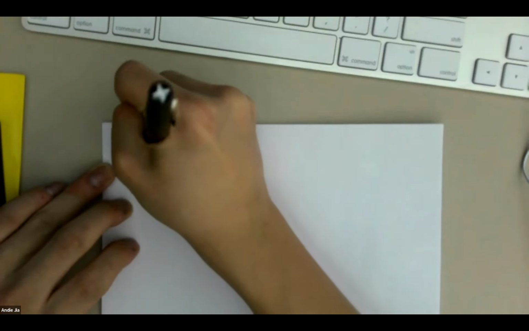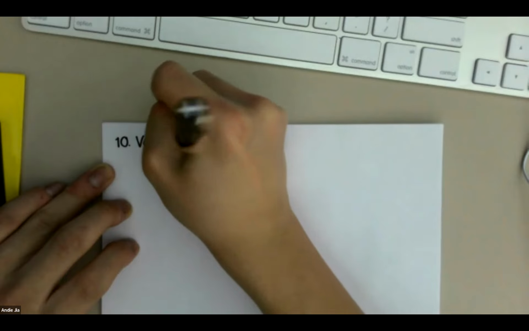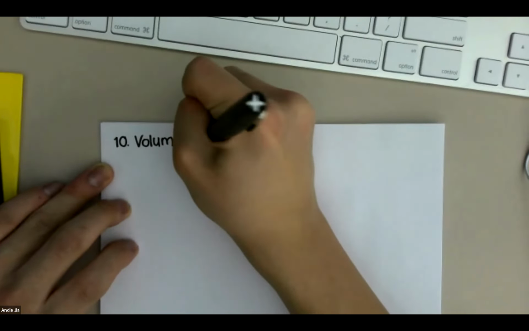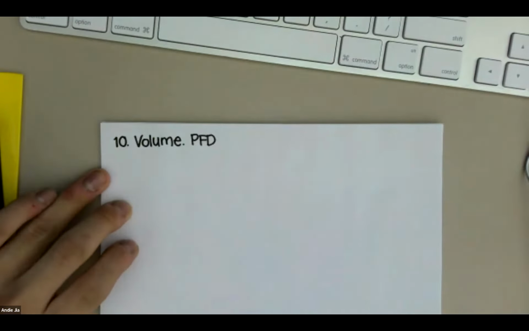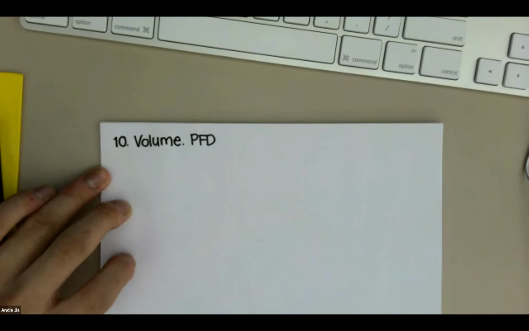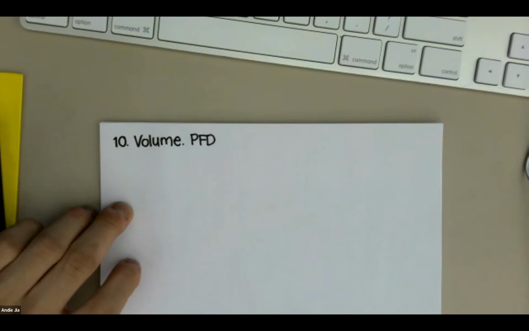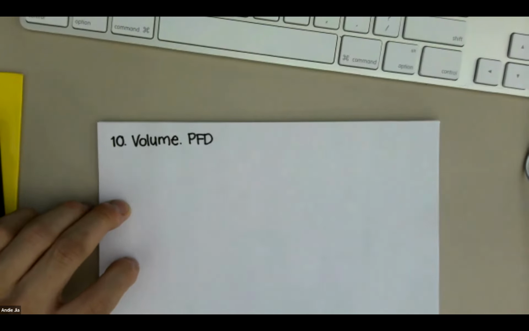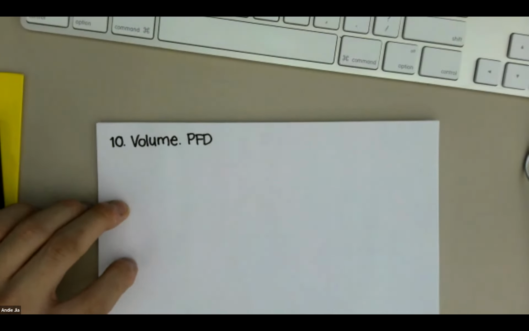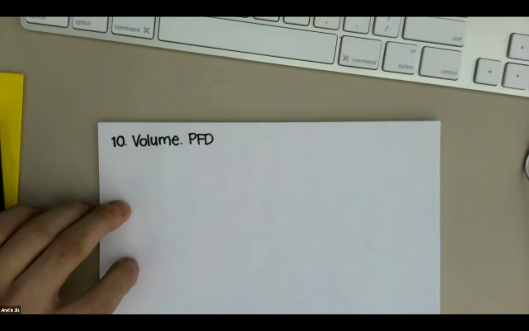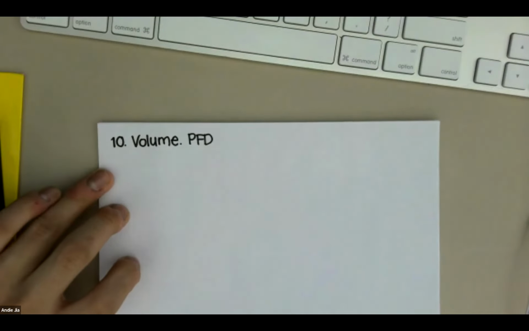So it's going to be a volume problem with PFD. PFD, I just call them partial fraction decomposition. That's why I call them PFD. And for integration by parts, I call them IBP. For trig substitution, I call them CTS. This is how I abbreviate them.